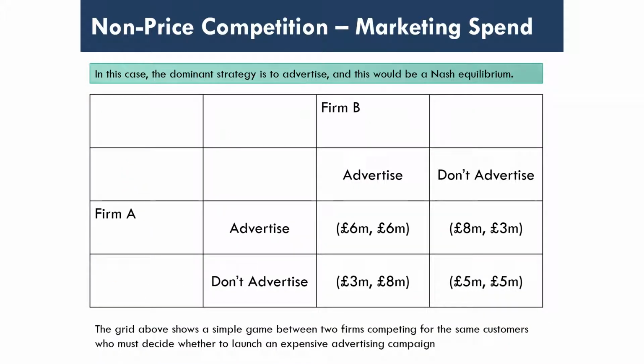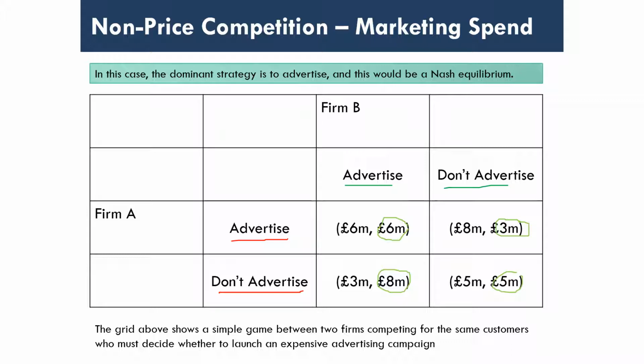This can also be the case when we look at non-price competition as well. If we're talking about spending on advertising, here we have an option for firm B, advertise or don't advertise. For firm A, the same choice, advertise or don't advertise. We have potential outcomes. If we look from firm B's perspective on the right hand side, if I advertise and firm A doesn't advertise, I'm going to make a lot of money. If we both advertise, we're going to make this amount of money. If I don't advertise and firm A does, I'm going to lose a lot of money. If we both don't advertise, we're both not really going to gain very much.